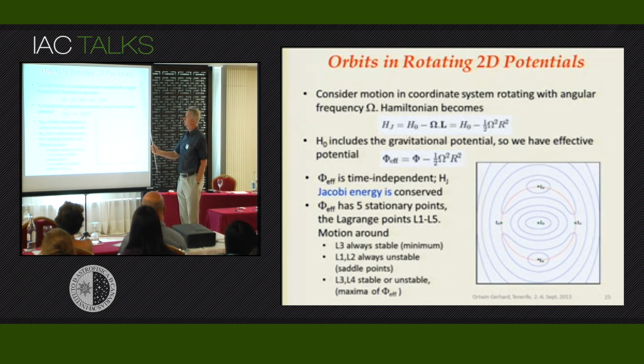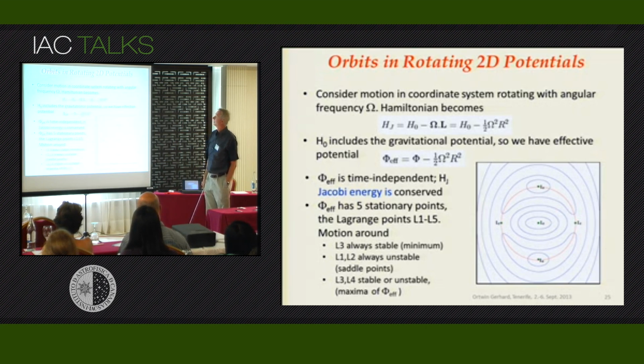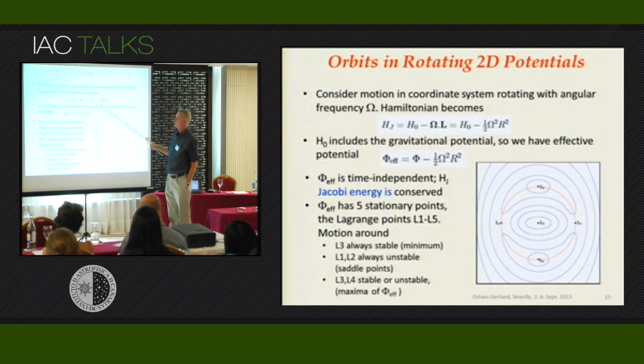this one called H_J, which is the original Hamiltonian, in other words, including the gravitational potential of the mass distribution, minus omega dot L, where omega is the angular velocity vector corresponding to the pattern rotation of the bar, and that you can write as H_0 minus 1/2 omega squared times r squared. Now H_0 includes the gravitational potential generated by the mass distribution of the bar.